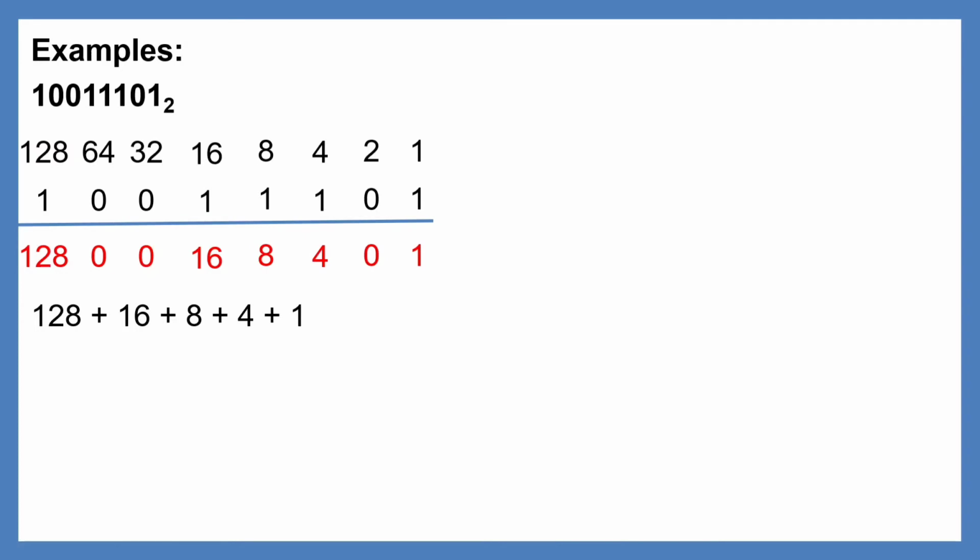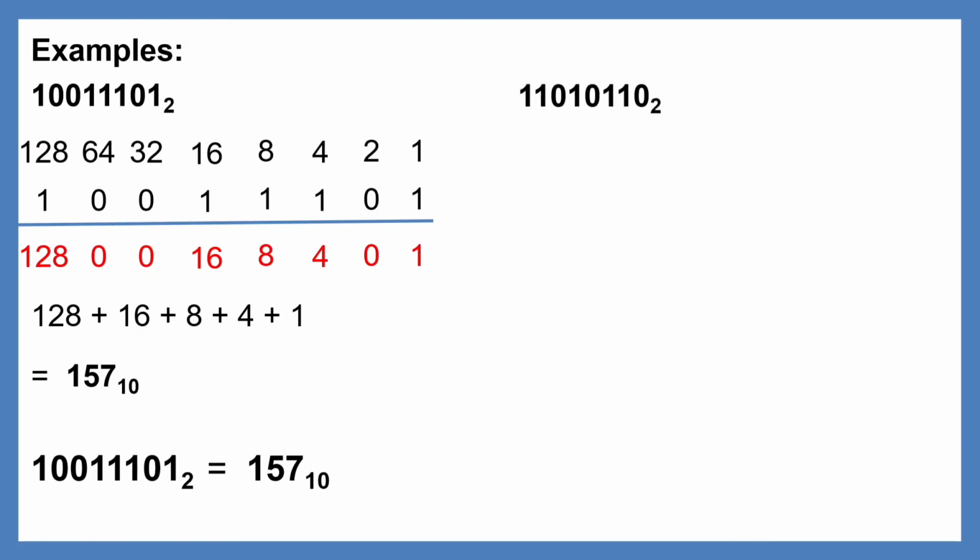So you're going to add only the powers of 2 that have a 1 bit. So we have here 128 plus 16 plus 8 plus 4 plus 1. So we have 157 base 10. So 10011101 base 2 is equal to 157 base 10. So in this example, we have done the process of converting binary to decimal.